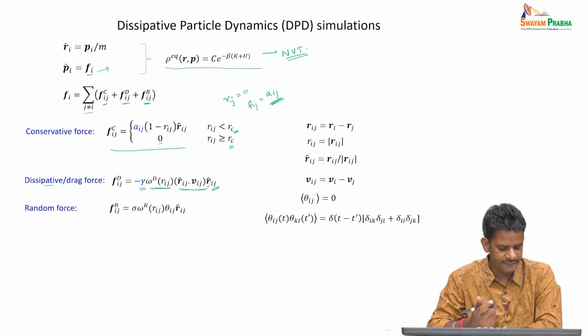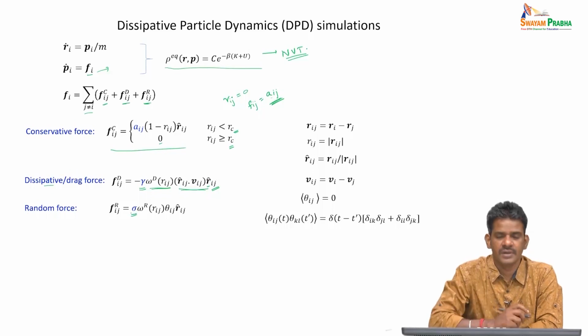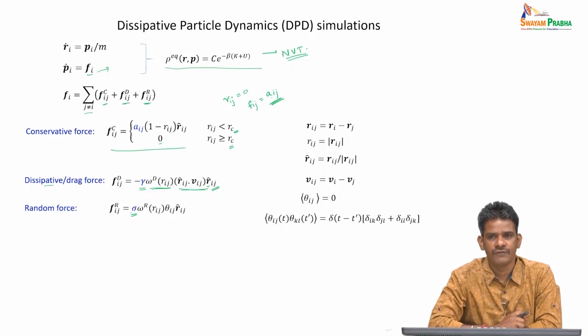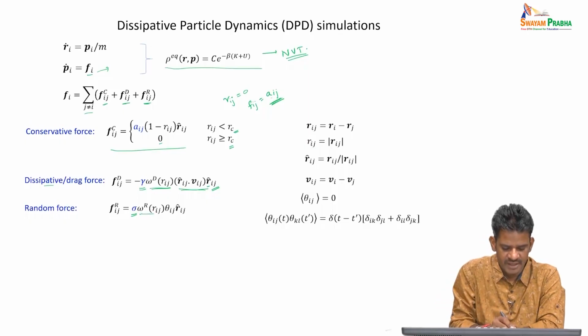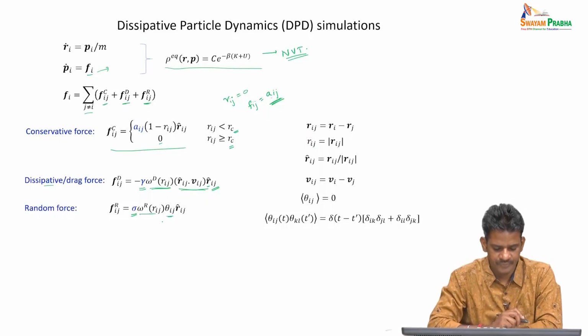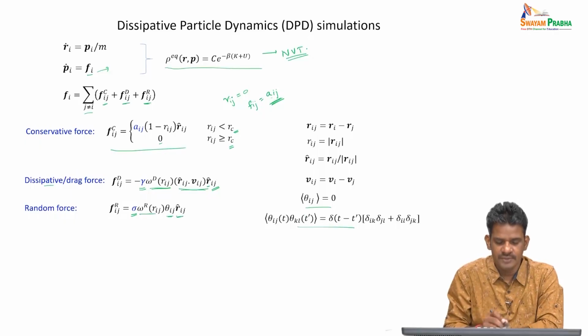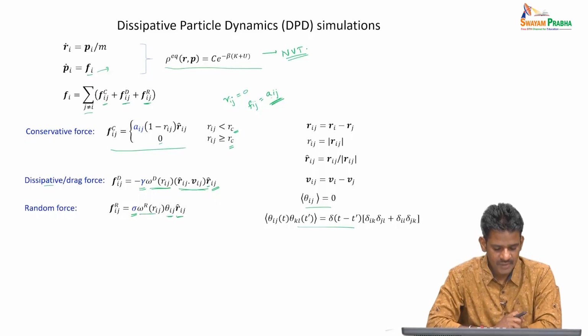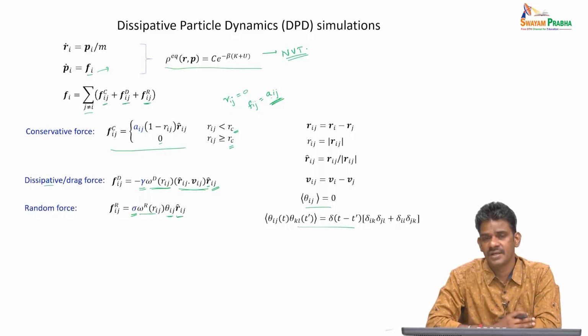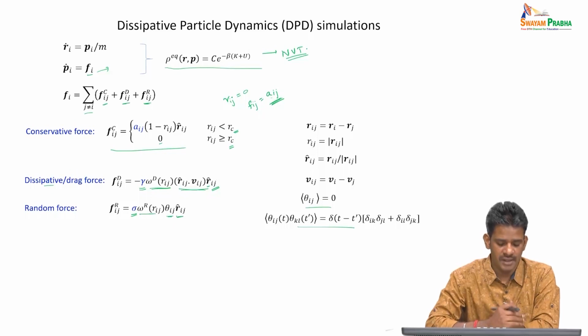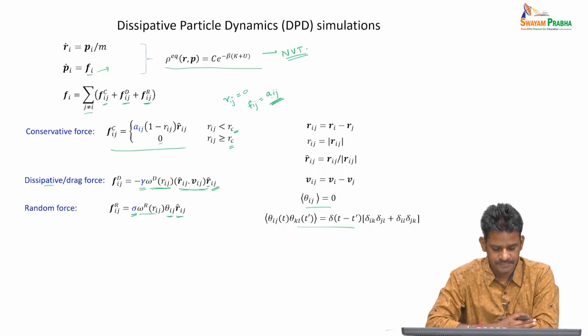Similarly, if you look at the random force, this also has an amplitude of the noise, and then there is a weighting function omega r, and then there is this random number theta ij, whose statistical property is given by this, basically a Gaussian noise, and it also acts along the interparticle distance vector. Now, the form of this dissipative and random force is quite different from what we have seen in Langevin dynamics or Brownian dynamics. They are chosen this way to make sure that the momentum is conserved and the hydrodynamic interactions can be taken into account.